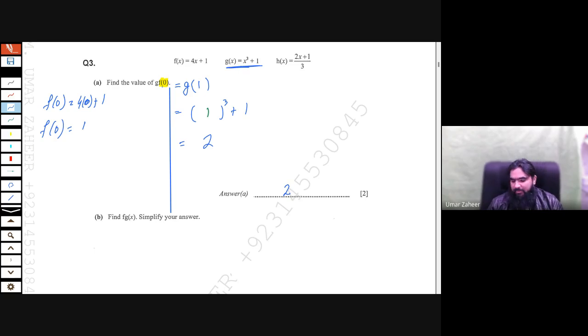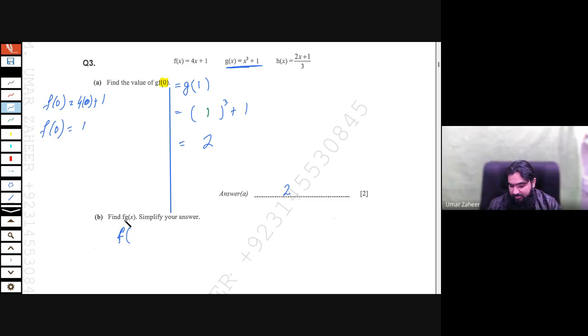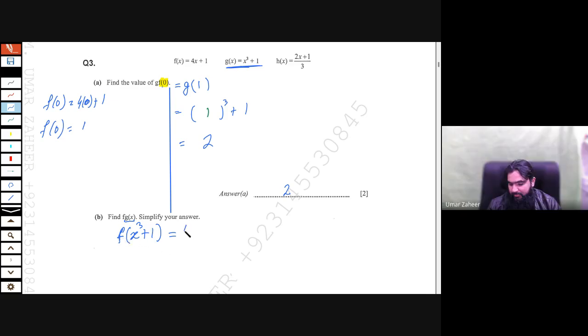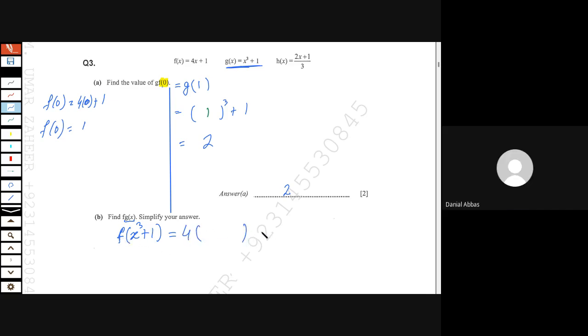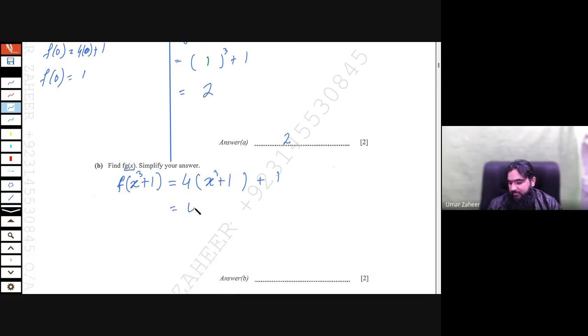Yes, Daniel. We have to find f into g of x. What is the first step? Sir, we will substitute g into f. We already have the value of g of x, which is x cube plus 1. So in f, we will substitute the value of g of x, 4 times x cube plus 1. No, at the place of x, we will substitute the value x cube plus 1. Yes. So 4x cube plus 4 plus 1. We'll get the final answer 4x cube plus 5.